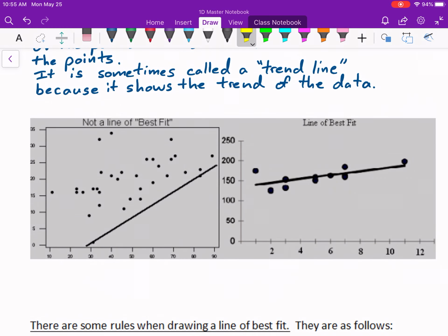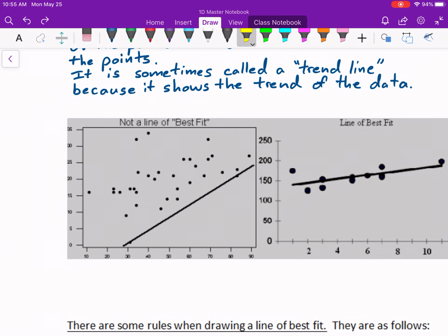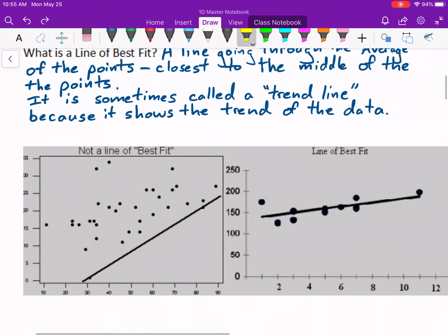So going from this side of the graph to this side of the graph, we can see what the trend is. Are the dots generally getting higher? Are they generally getting lower? Are they generally staying the same? That's why it's called a trend line, because we can see what the trend is of what's going on.